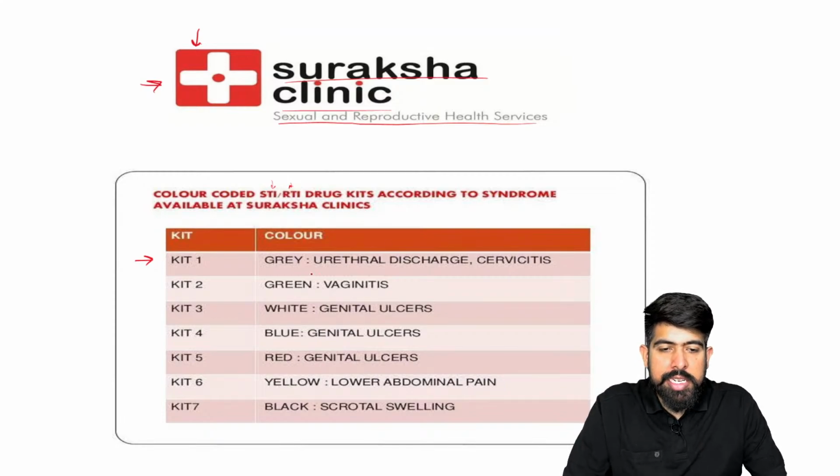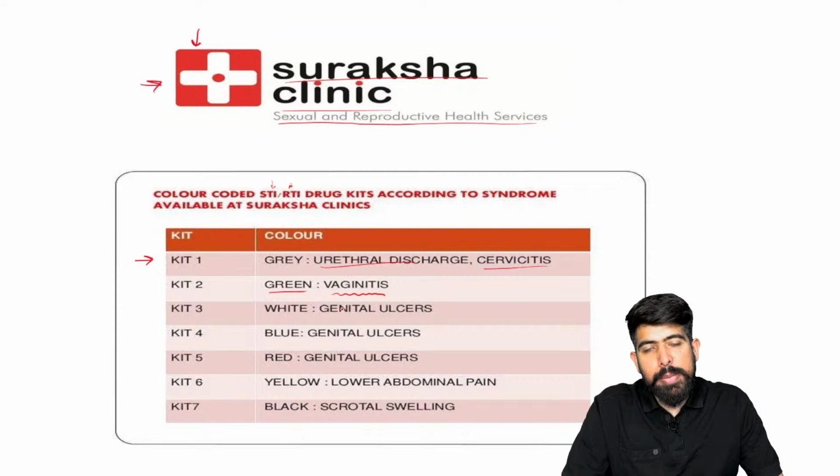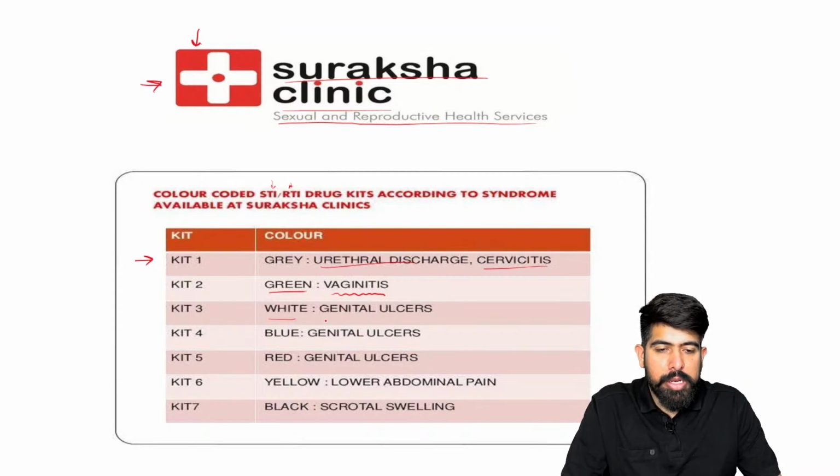The first is the gray kit. If the patient has urethral discharge or cervicitis, we give kit 1. Kit 2 is the green color, for when the patient has vaginitis. The third is the white kit, for when the patient has genital ulcers.